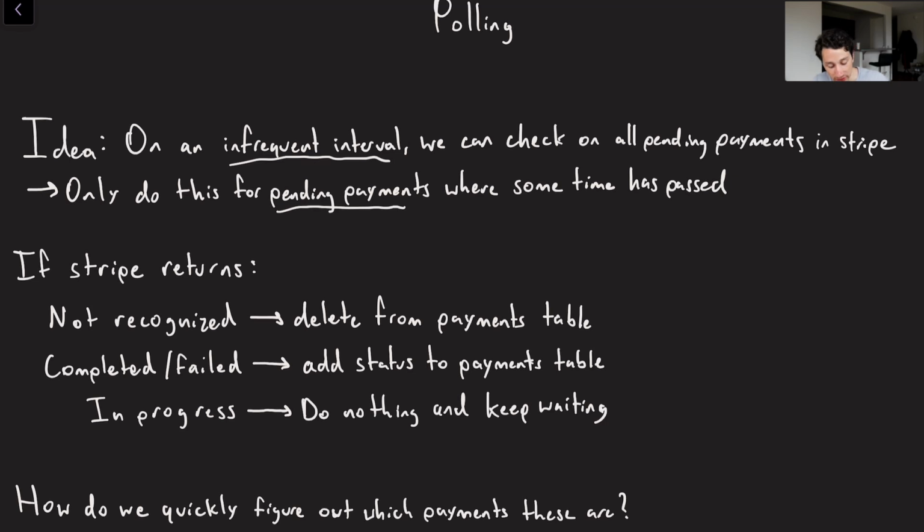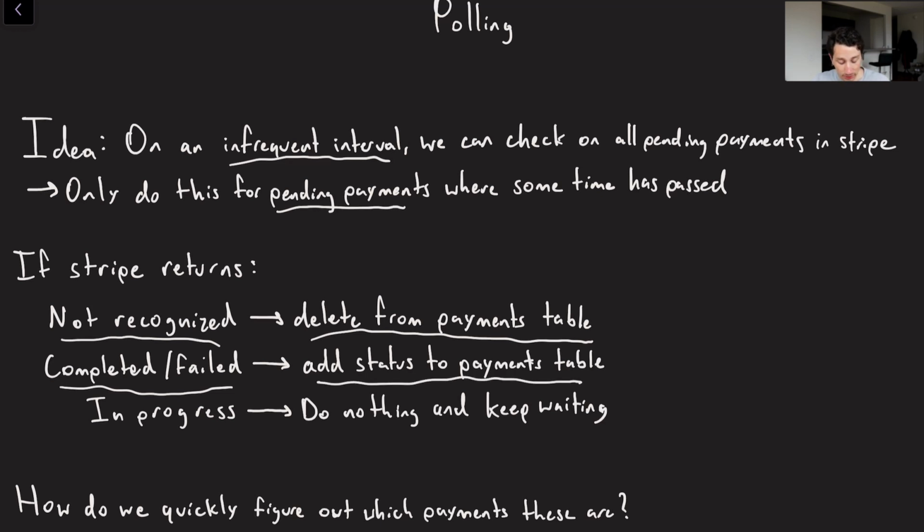So what do we do based on what Stripe tells us? For starters, let's say Stripe says, hey, I've never heard of this payment. I don't recognize this idempotency key. Well, that means that it probably never reached Stripe. We should go ahead and delete it from our payments table. It's not pending. It just never even got there in the first place. Number 2 is a completed or failed status from Stripe. Then what we would want to do is go back to the payments table and add the completed or failed status. Seems simple enough. Number 3 is Stripe says, hey, I'm still not sure yet. We're still processing this thing. Do nothing. We'll poll for it again, maybe in another hour.